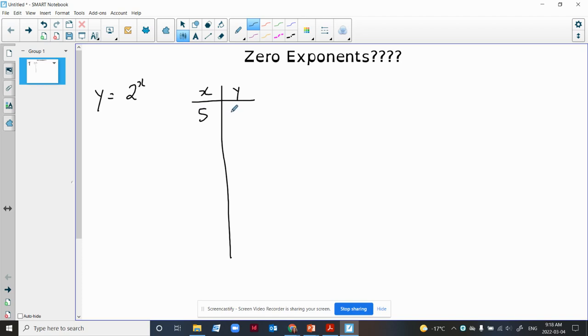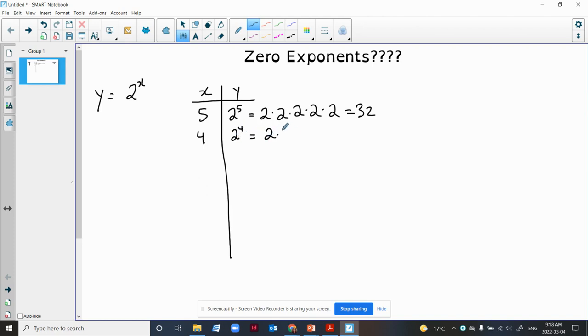If x is 5, then y is 2 to the 5th, which is equal to 2 times 2 times 2 times 2 times 2, 5 2s. 2 times 2 is 4. 4 times 2 is 8. 8 times 2 is 16. 16 times 2 is 32. So that equals 32.